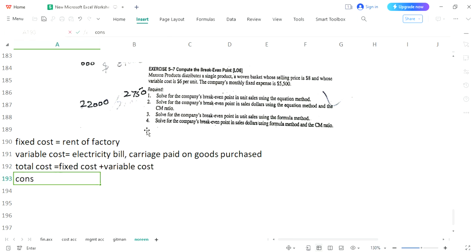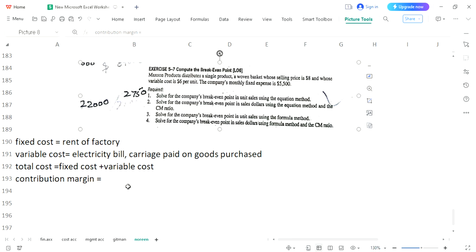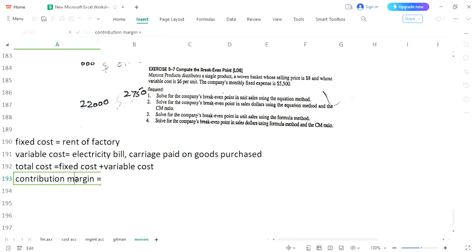Next we have discussed contribution margin, and for this we understood that the difference between variable cost and sales is called contribution margin. For that, what you will do, you will take sales first, and subtract variable cost from it, with which you will get contribution margin.